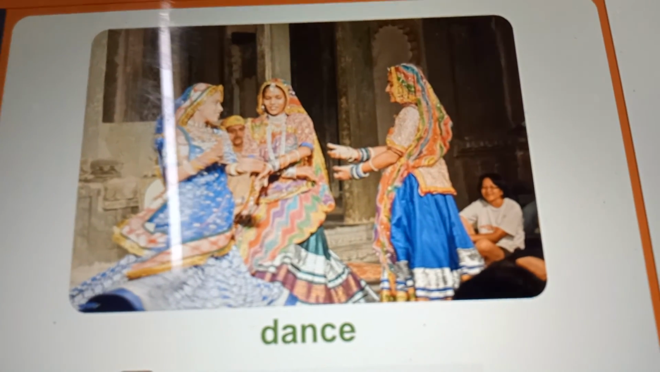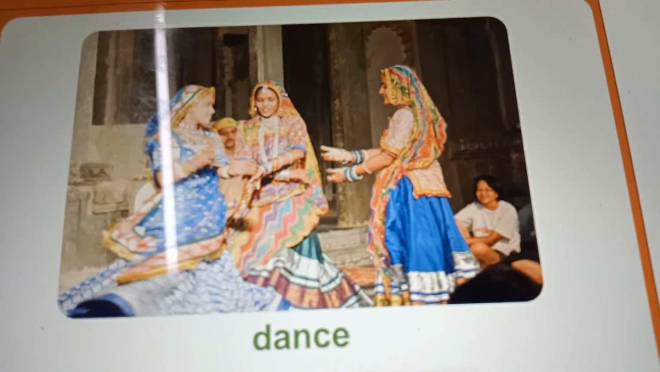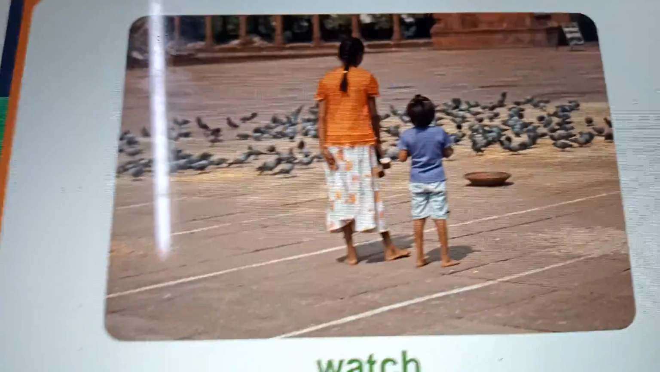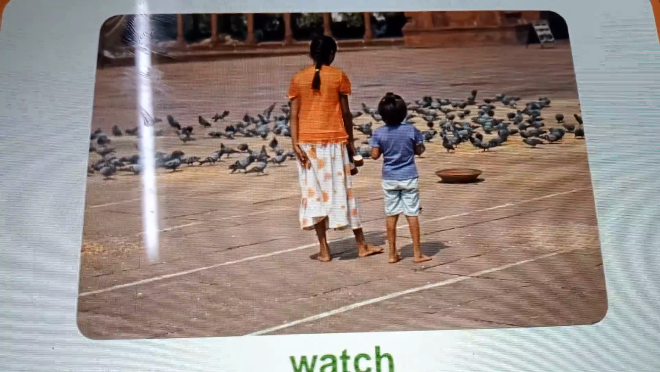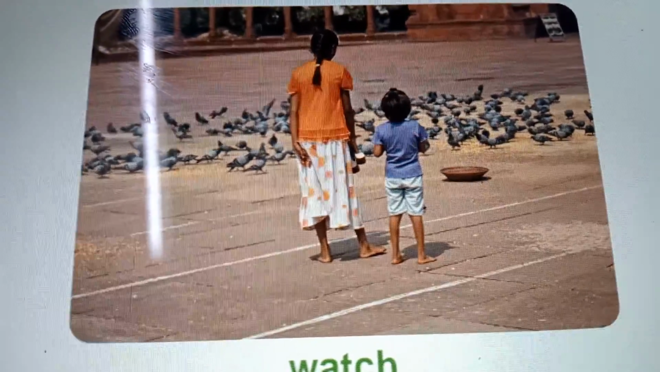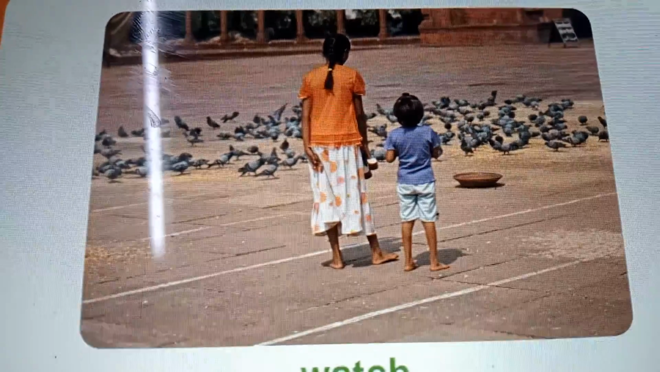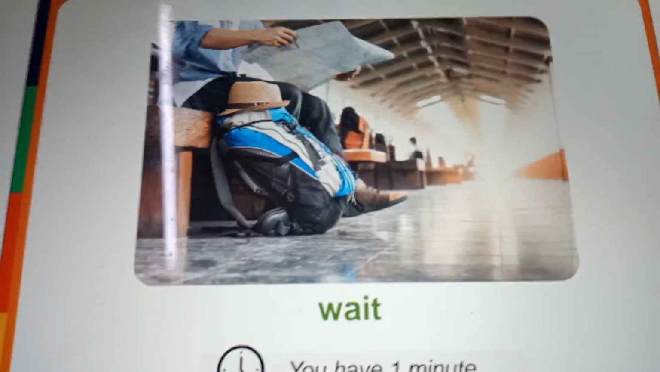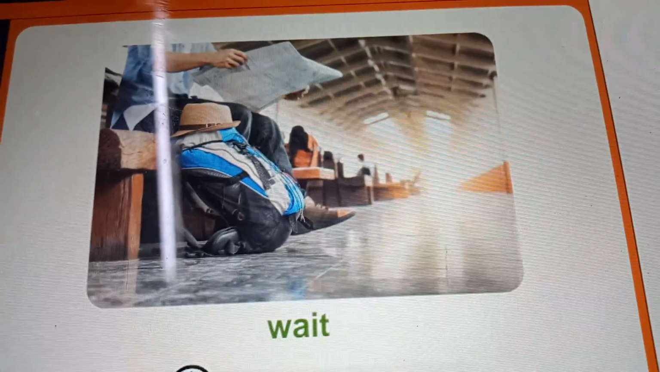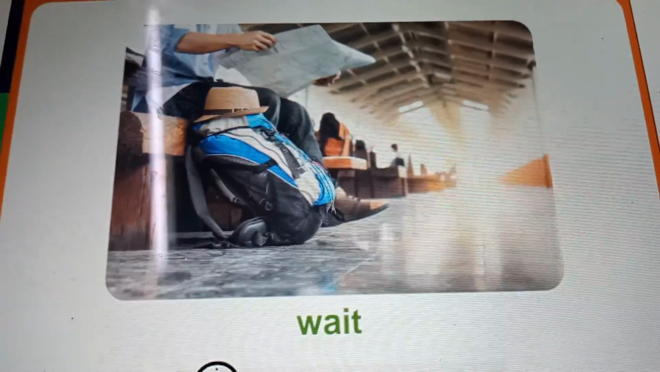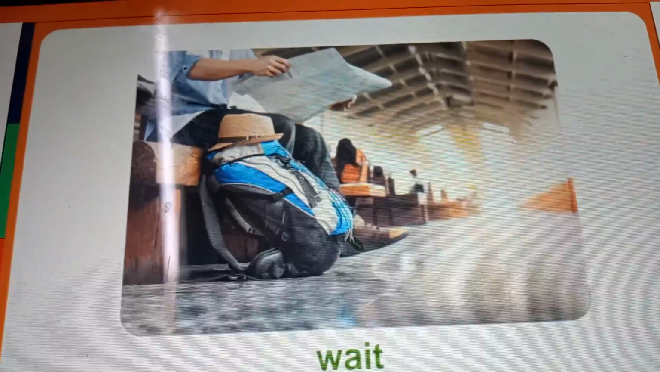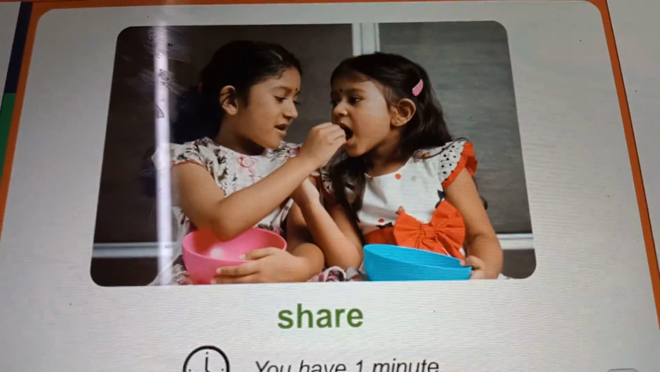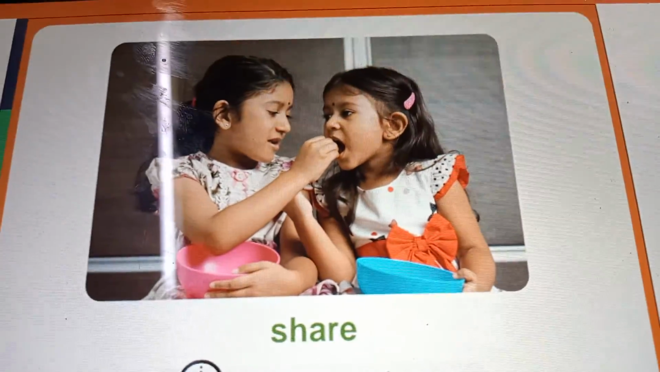They are dancing. They are watching the doves, like that. You have to make a sentence yourself. Next sentence, wait. Now what you have to do, you have to take your notebook and write down the sentence from this related verb. Next also, wait. Share.